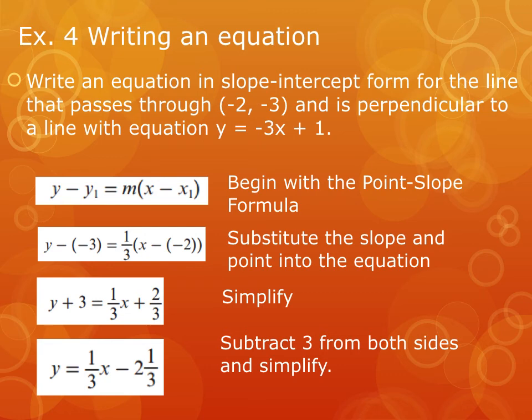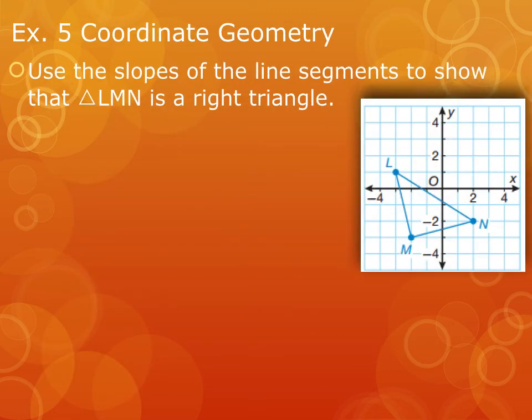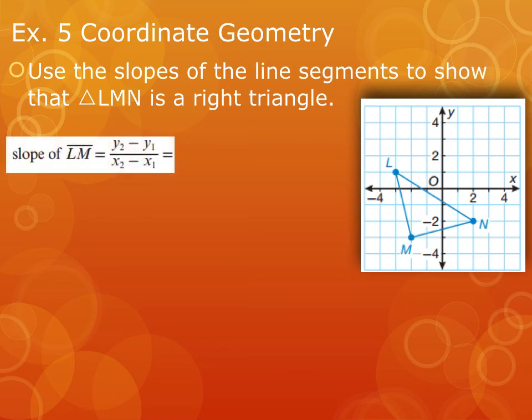All right, we have one more example, and it deals with coordinate geometry. Use the slopes of the line segments to show the triangle LMN is a right triangle. Okay, now if it is a right triangle, which two segments would be perpendicular? And use inspection to determine that. We are considering the slope of LM and MN. First, the slope of LM.